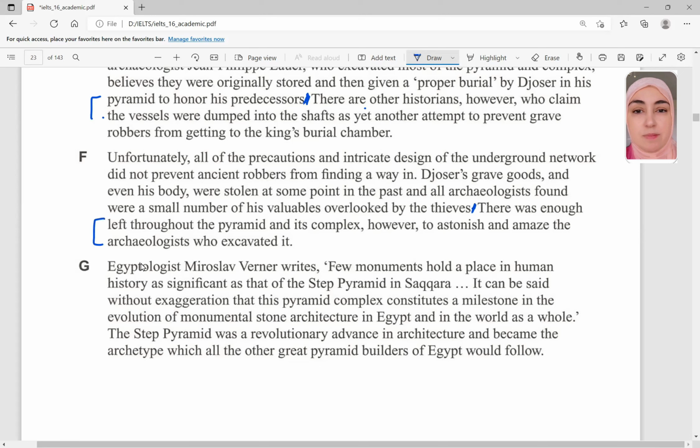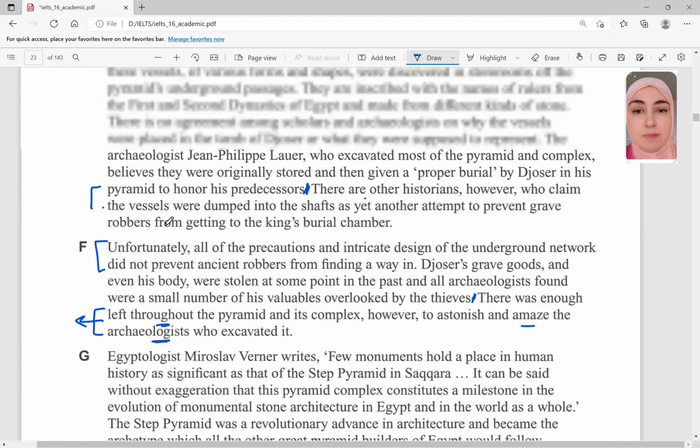So what did I understand? That there were robbers. They went into the grave. They stole lots of things. But still, what was left there was enough for the scientists, or the archaeologists to be more specific, to study. And they were amazed at it. And they were probably happy to find all this evidence to study.